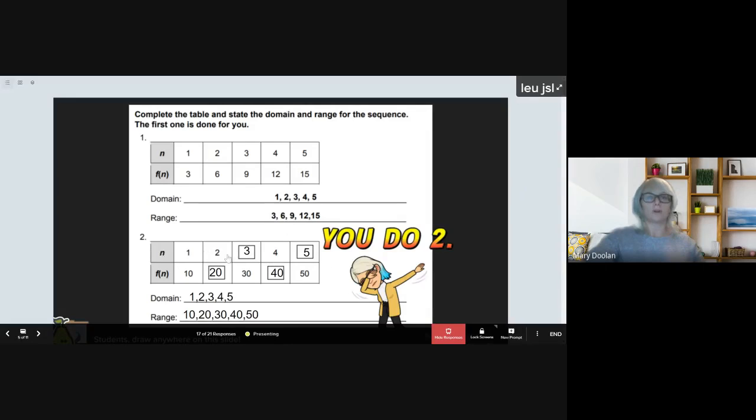Okay, so the first row, our n, it's going up in increments of 1, same thing as up here. And then our f of n, well, I have to think, what can I add each time so that I can fill these in and this all makes sense? Yes, 20 and 40. Okay, so that way I'm adding 10 each time.